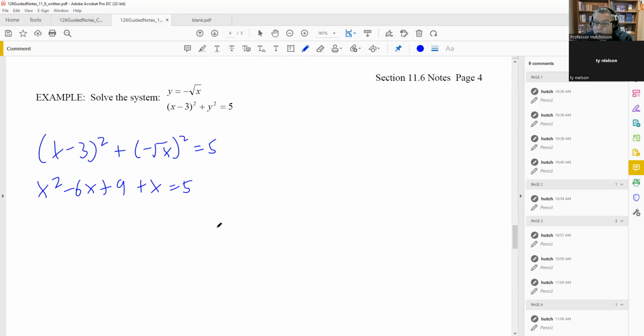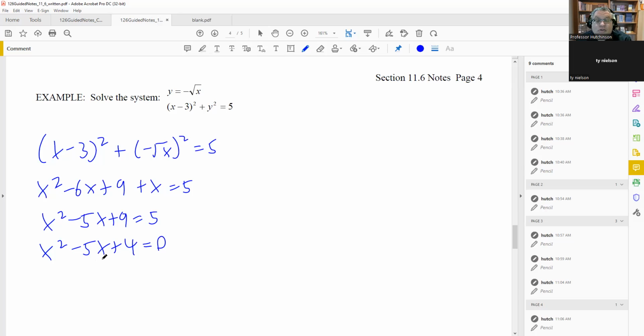And now I just want to simplify. So I have negative 6 plus 1, which is negative 5x, plus 9 equals 5. And then I want to get this equal to 0, so I'm going to subtract the 5 to the other side. So I get x squared minus 5x plus 4 equals 0.